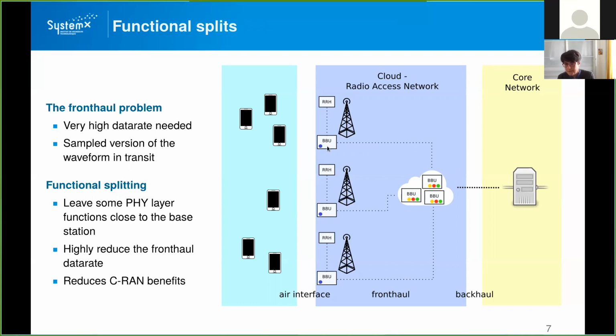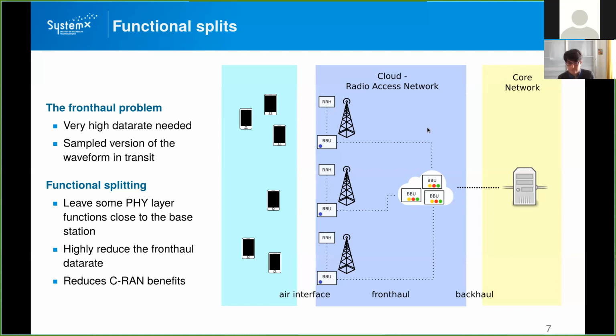So maybe you are going to leave some of the processing, for example the modulation, close to the antenna. And so instead of having a sampled waveform travel from one place to the other, you would just have a bit stream, which would consume much less data rate.